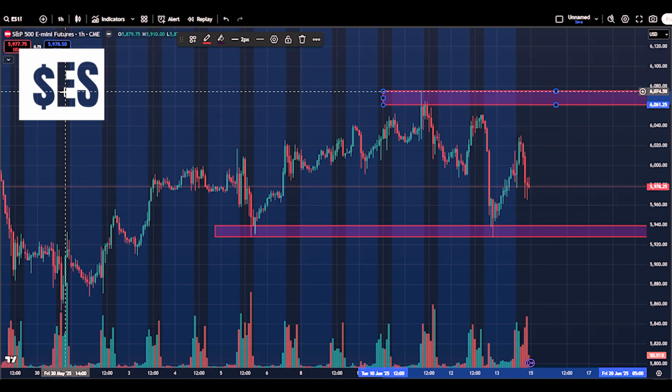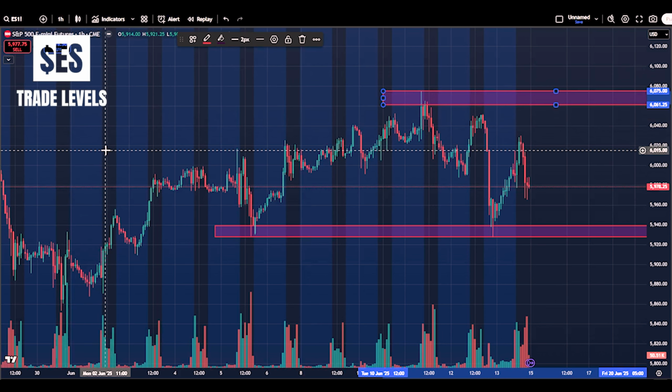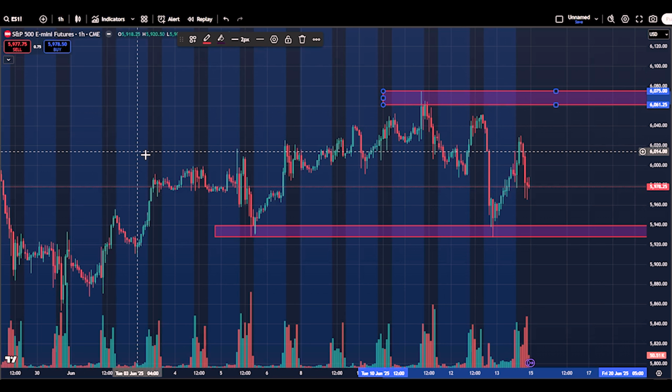Up next is ES futures. And you can trade SPY options or ES futures, okay? So if you just trade options, you're still in the right place. The NQ zones can be traded with QQQ options. The ES zones can be traded with SPY options or SPX, whichever you prefer.